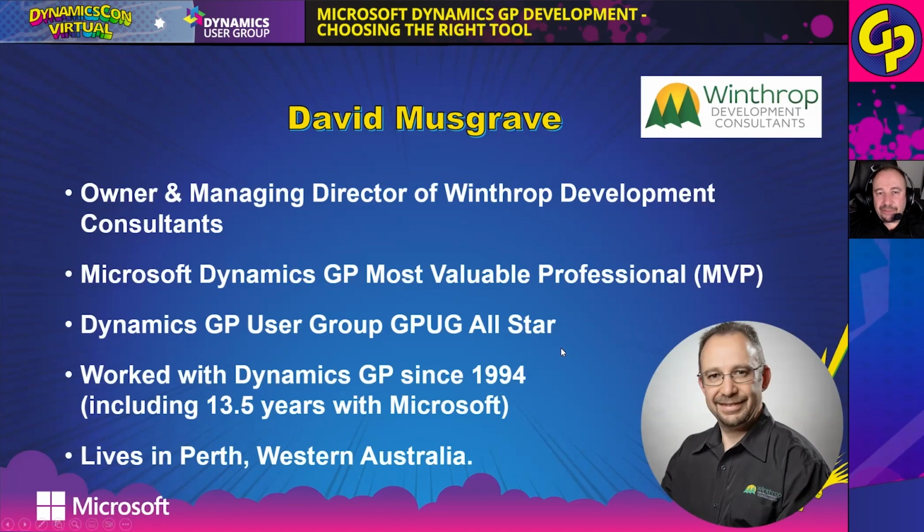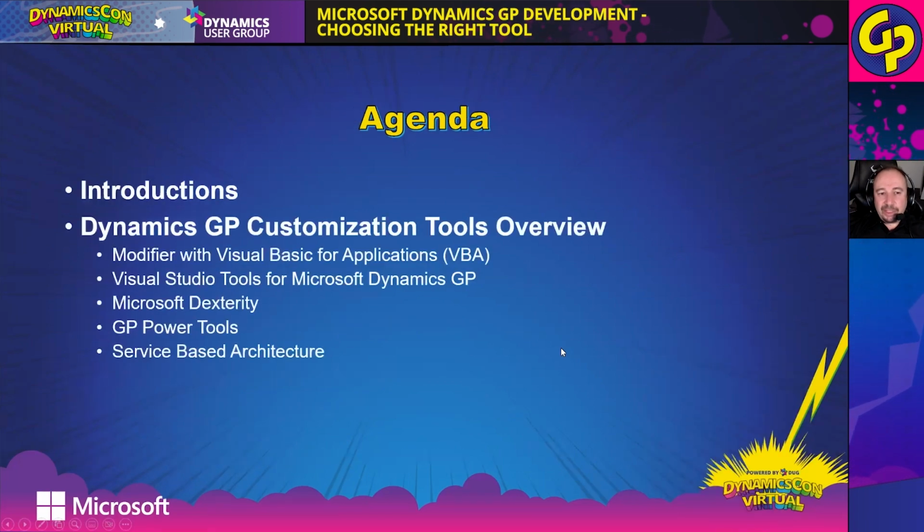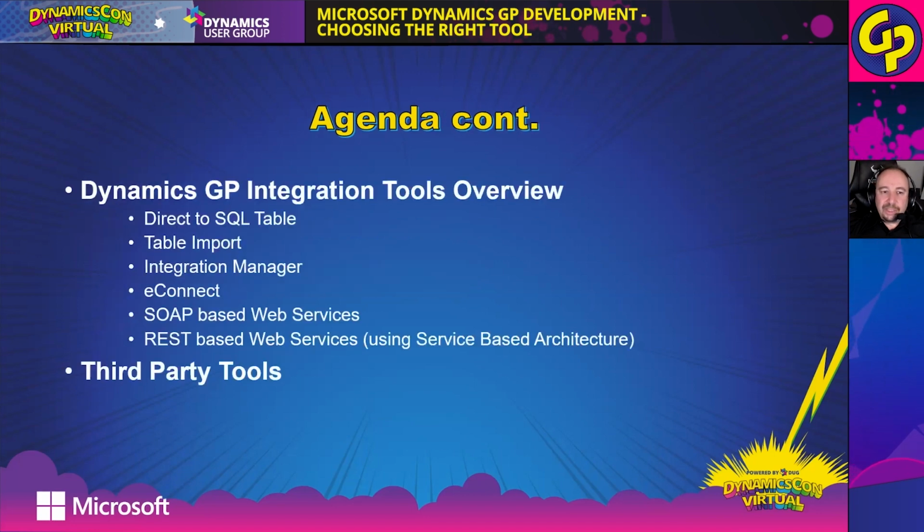So today we're going to be covering, as I mentioned, development tools. We're going to be splitting those up into the customization tools, covering Modifier, Visual Studio, Dexterity, which is the native language of GP, also showing you what you can do with GP Power Tools, and a little bit of a discussion on service-based architecture. And then in the second half, we'll be covering some of the integration tools, including things like Table Import, Integration Manager, eConnect, and the two types of web services available. We'll also give a quick mention to some of the third-party tools that are available for importing. So we'll start with customization tools.